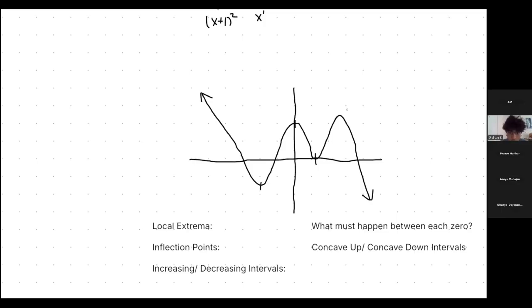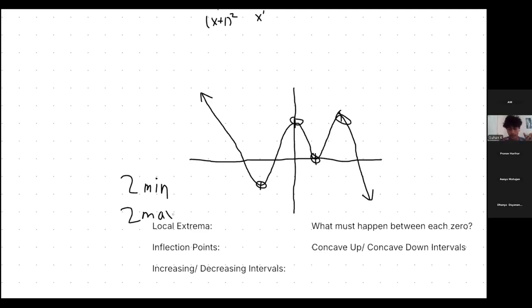Okay, so there seems to be four local extrema with two of them being minimums. So two min, so that's one, two, and then two maximums. One, two maximums, two max. Okay, so we identified all the local extrema.